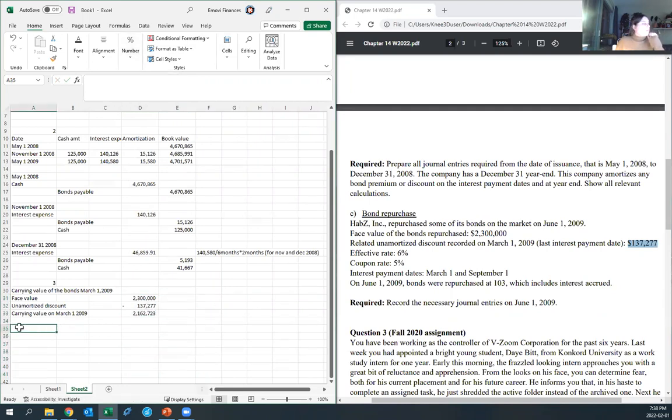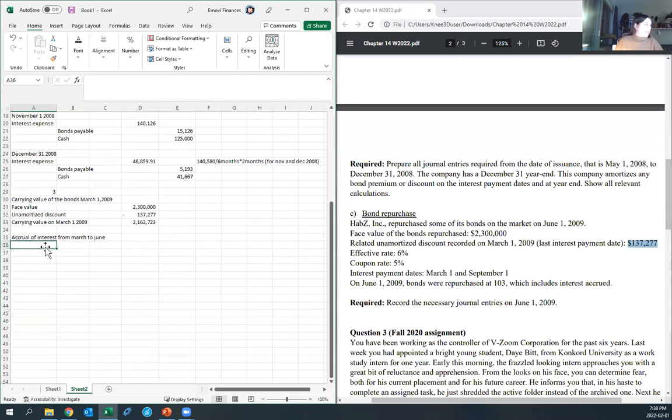All right, so then what I'm going to find is the accrual of interest from March to June. I'm just going to do the transaction right away. So I have the interest expense, which is going to be 6% divided by 2 because there are 2 payment periods, and then I'm going to divide it by 2 again because March to June is 3 months, and that's 3 months over 6 months. So technically March till September is 6 months, and now I'm only doing 3 months out of the 6, so I'm going to divide it by 2 again. And times my book value on March 1st, 2009.